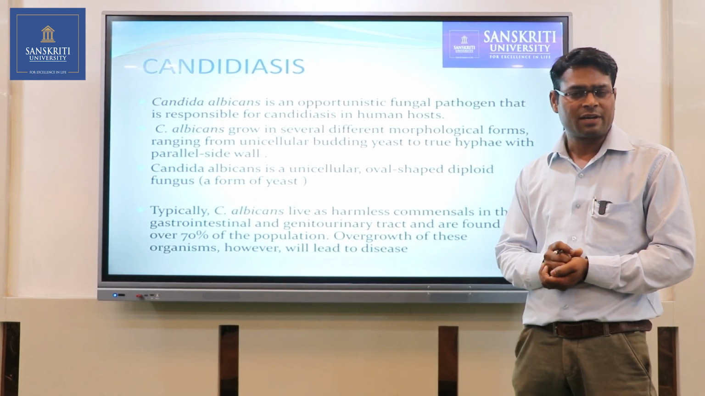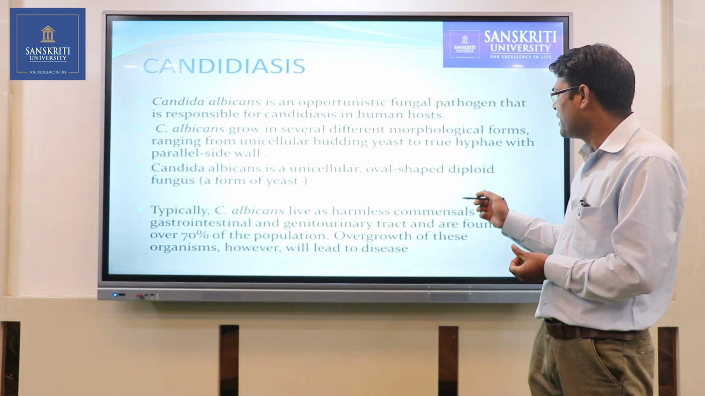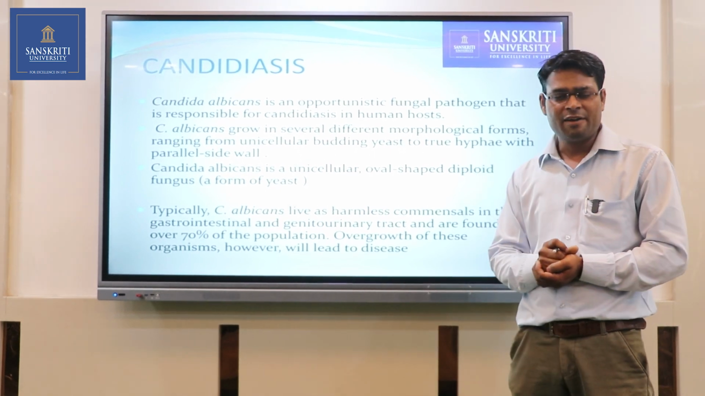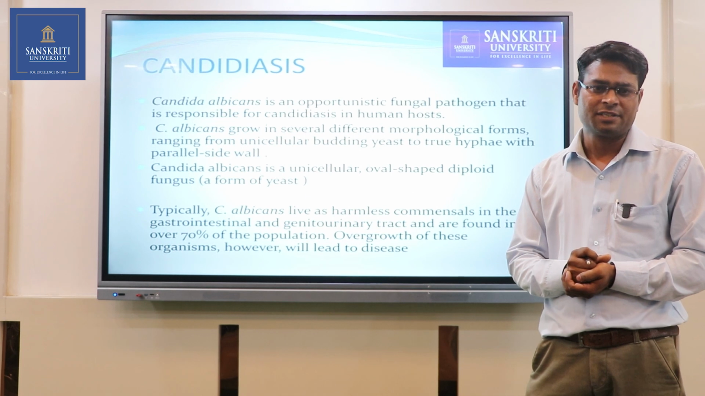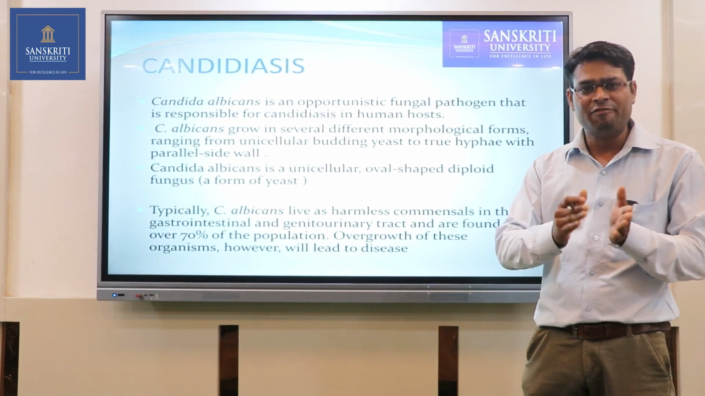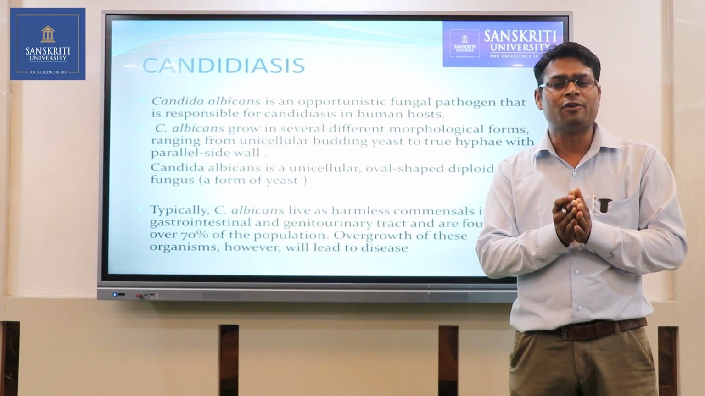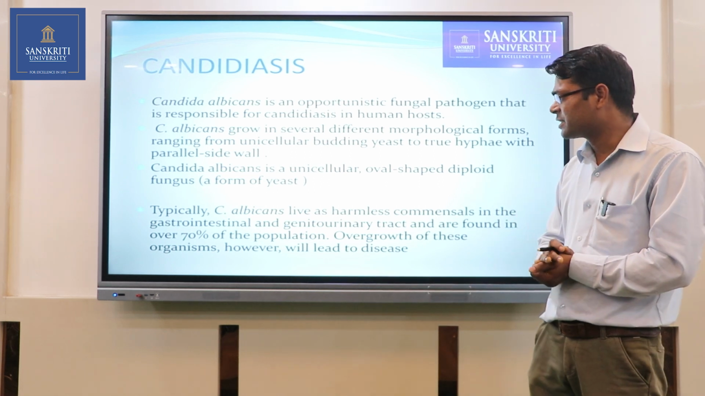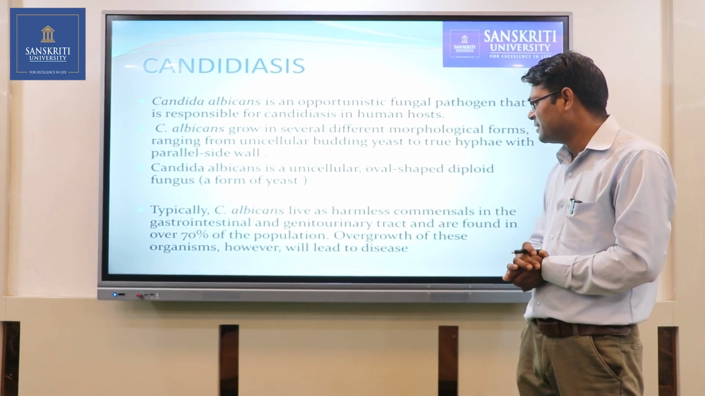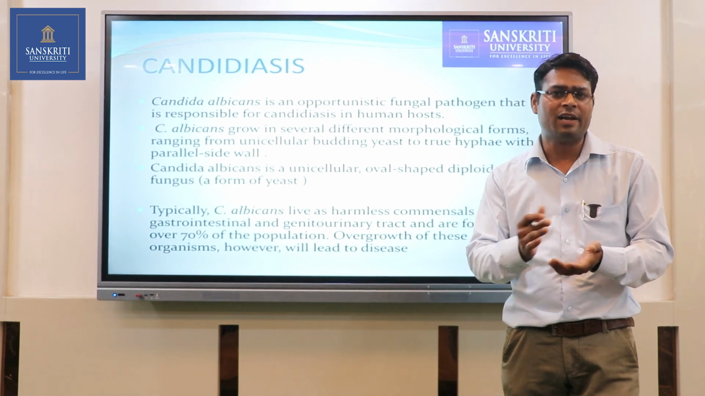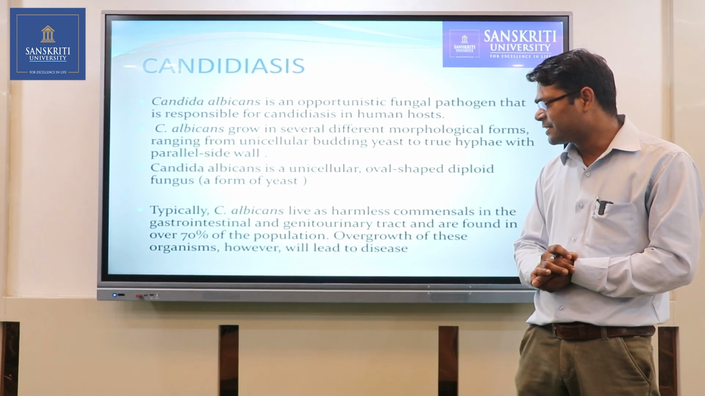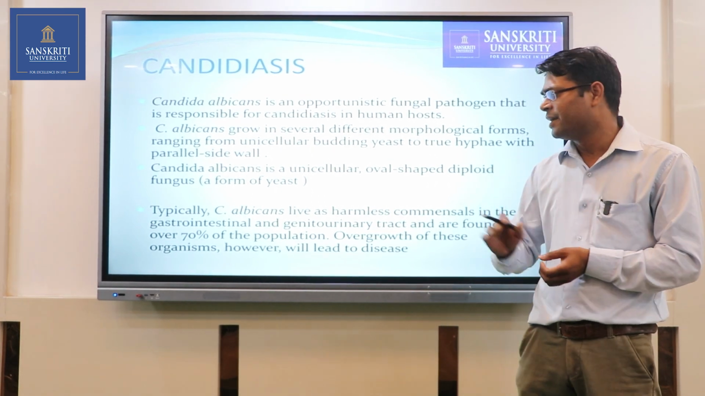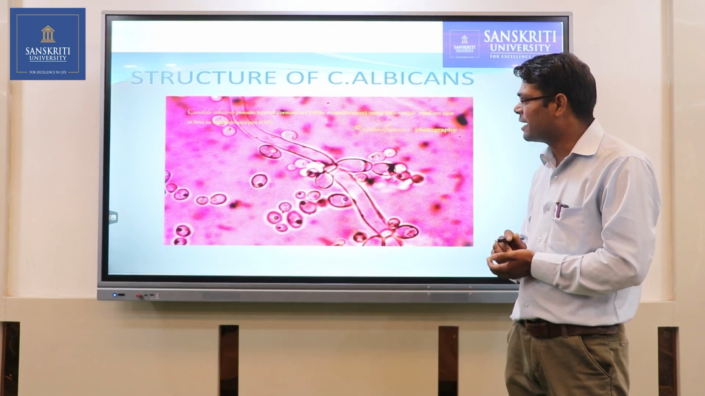There are two forms of Candida albicans: a yeast form, which is known as budding yeast, and another form, hyphae. Hyphae are thread-like structures. This is the basic structure in which the fungal microorganism grows or infects a patient to cause the disease. Candida albicans is actually a harmless microorganism, but in patients who have a very weak immune system, it is responsible for causing different types of disease.